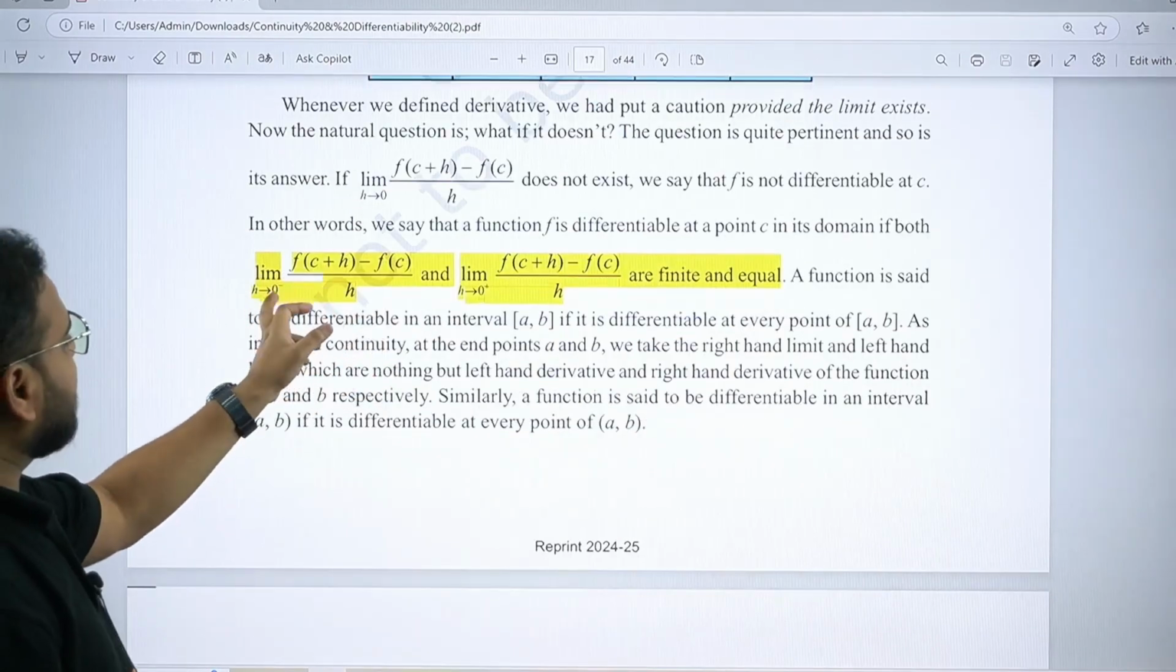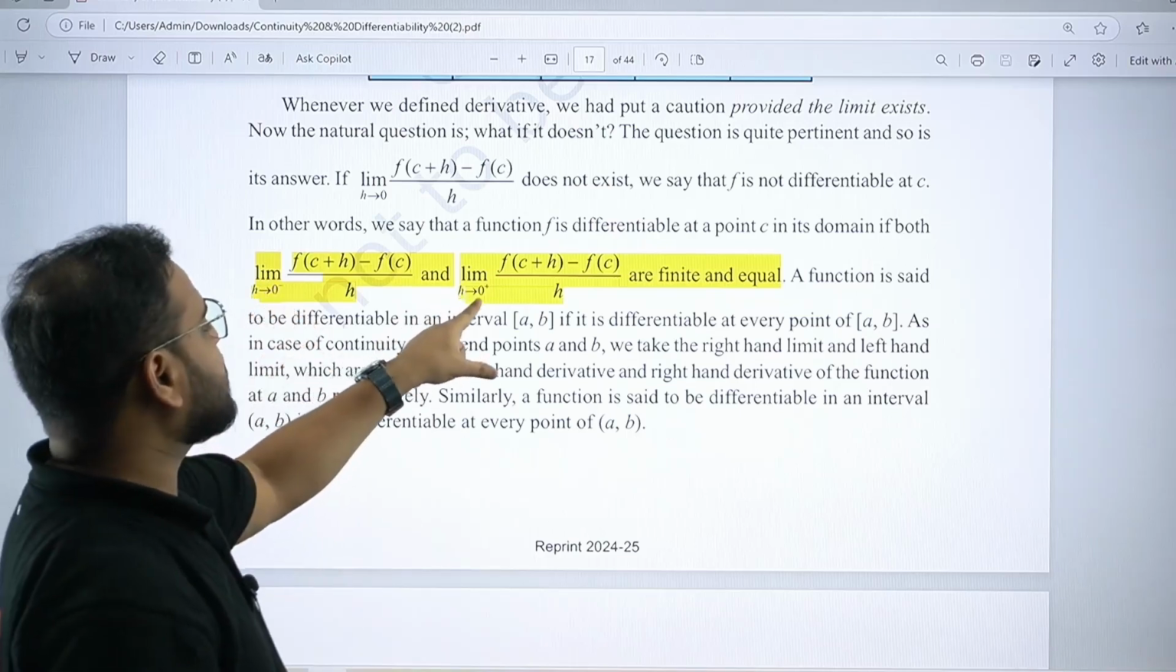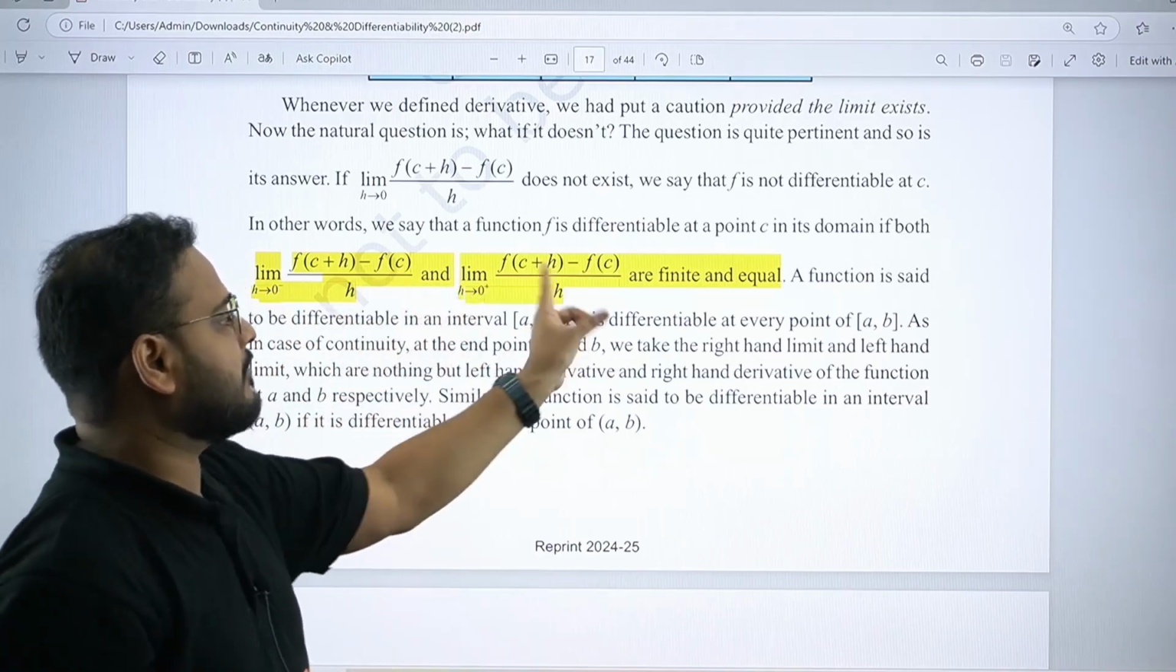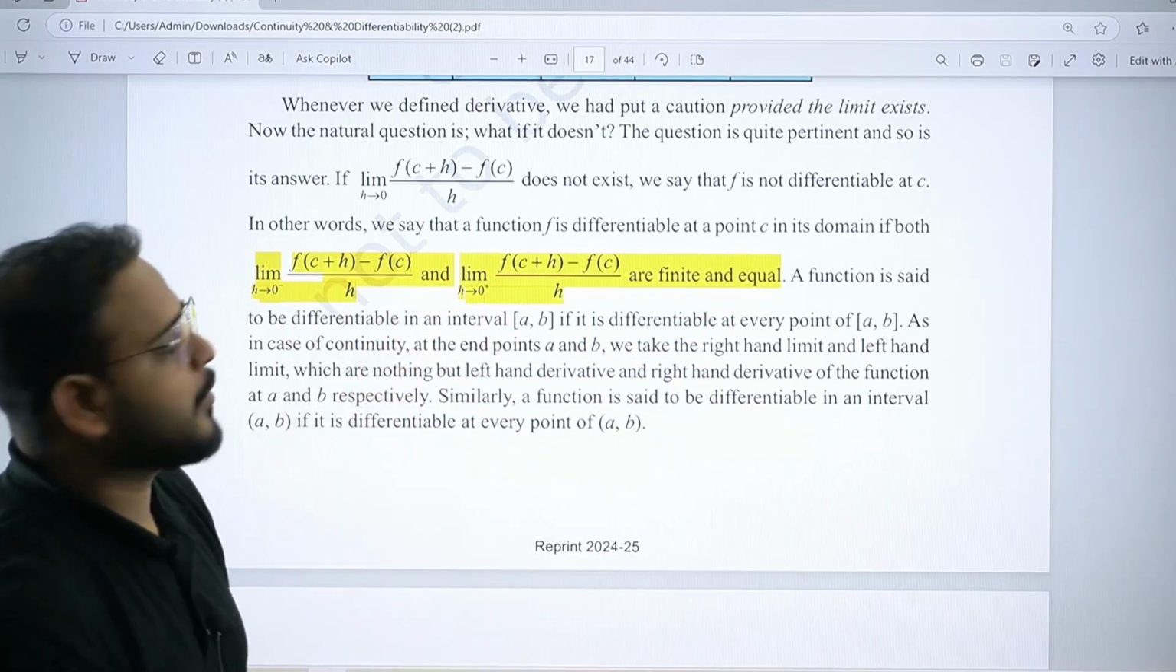Chaliye. So, bacha, this is it. If you find the left hand derivative, if you check this carefully, you'll find a minus sign over here, meaning LHD. And what is the other, bacha? RHD, right hand derivative. If they are finite and equal, the function is said to be differentiable in that interval a to b. Okay, chaliye.